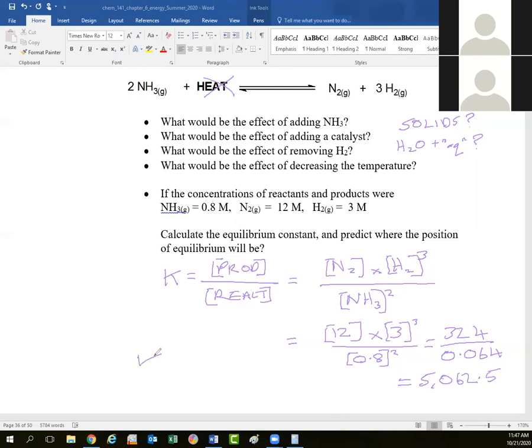So our K value, whoops, that got away from me there. K value is greater than 1. And we only get that when we've got mostly products of the forward reaction. So we can say that the forward reaction, if its products are so plentiful, has been doing a good job. And so we can say that the forward reaction is favored by equilibrium currently.